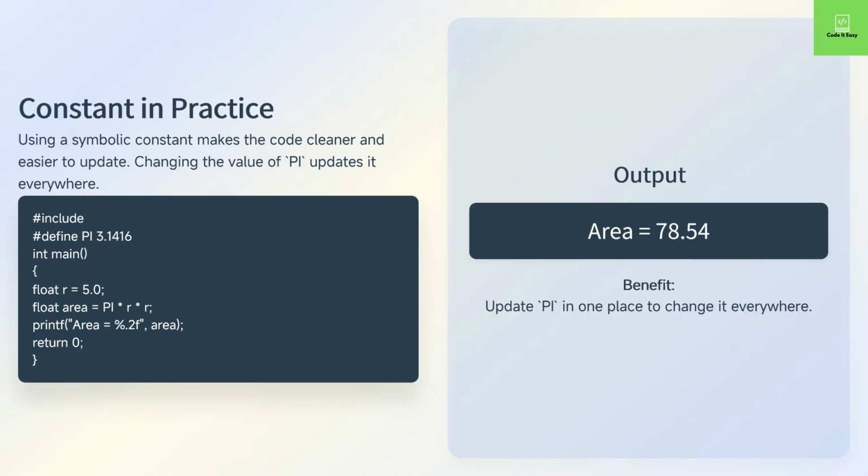Now let's use a symbolic constant in a real example. Here we are calculating the area of a circle equals pi r square. If you ever want to change pi's value, you just modify it once and the entire program updates automatically.